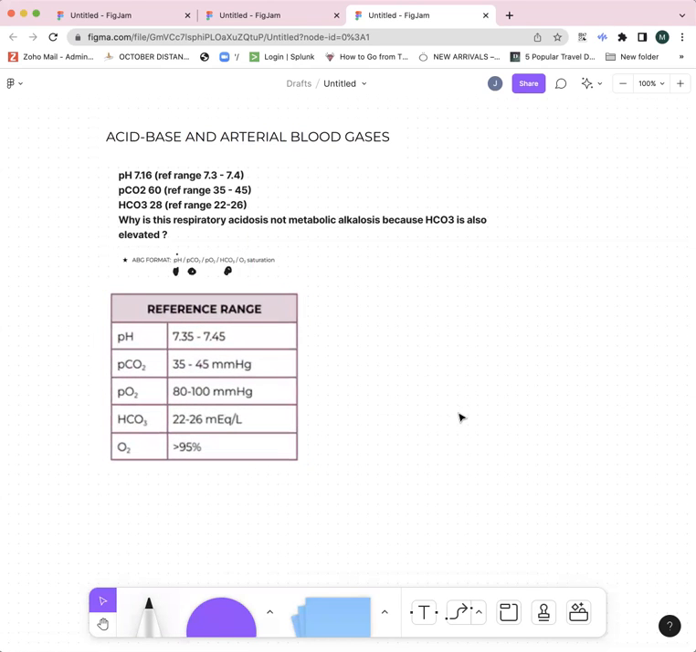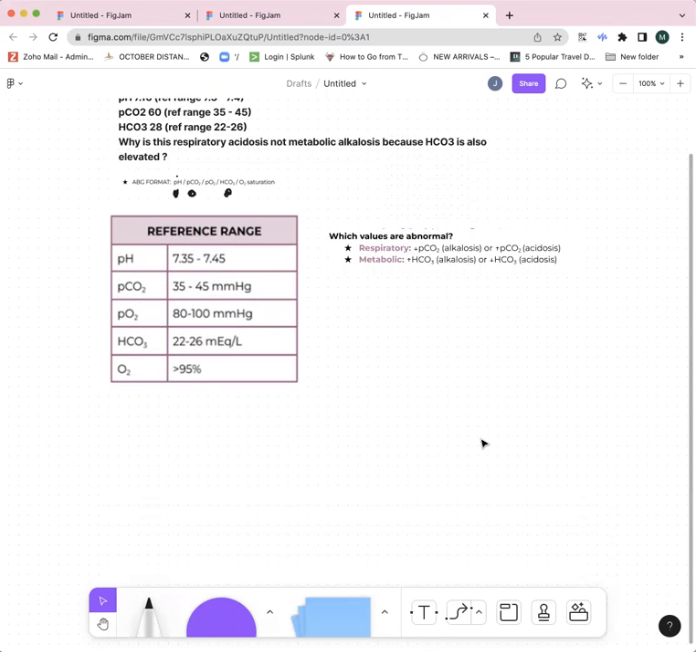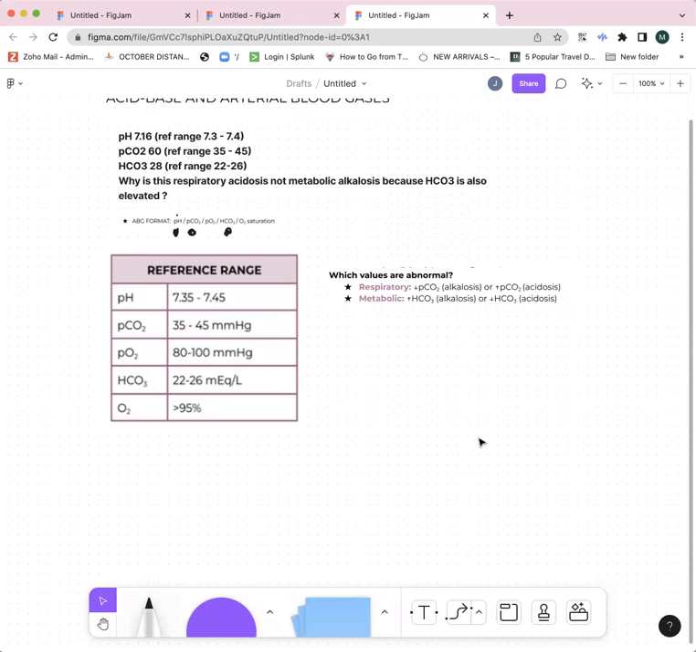So here are the reference ranges. And from there, the next thing you need to understand is what the abnormal values are when it comes to acid-base and arterial blood gases. So these are the things you actually need to know to be able to answer this question appropriately. The first thing I'd recommend is to either memorize this or create a number line.